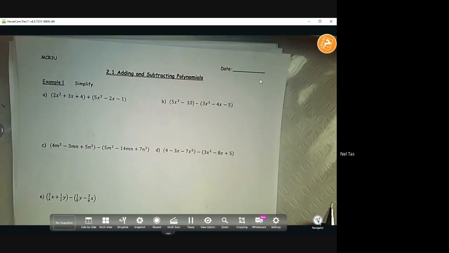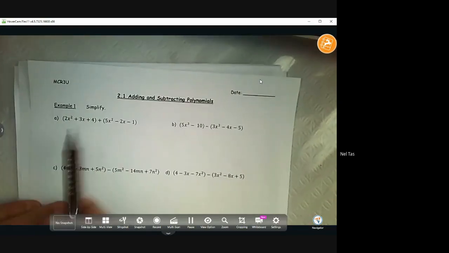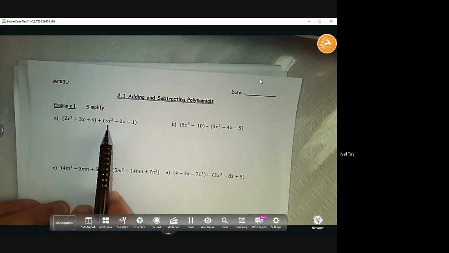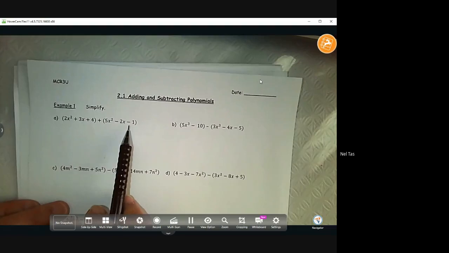Hello everyone. Today we are going to look at adding and subtracting polynomials. Let's look at some examples. Example 1, part A. So we have (2x squared plus 3x plus 4) plus (5x squared minus 2x minus 1).